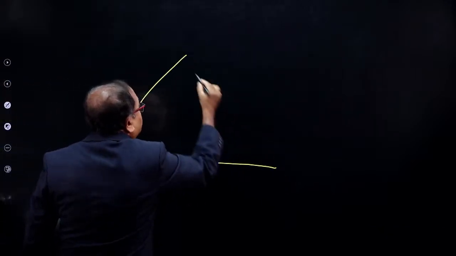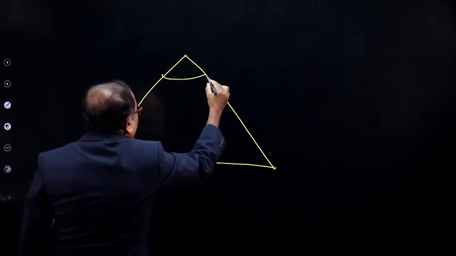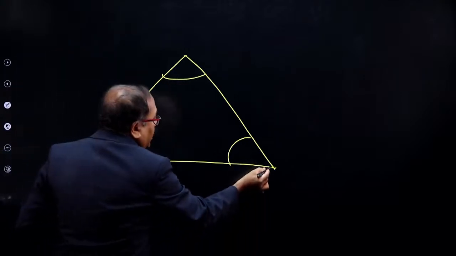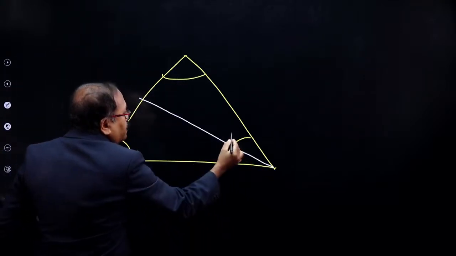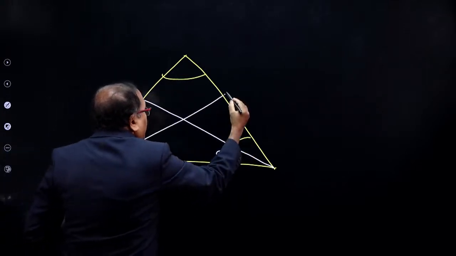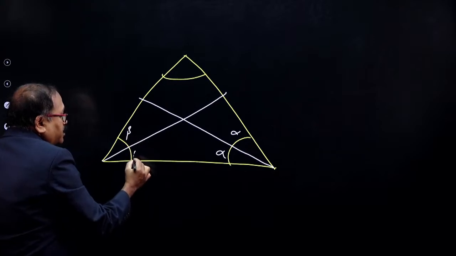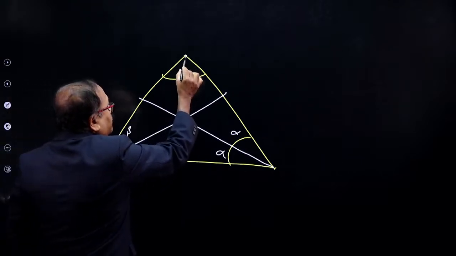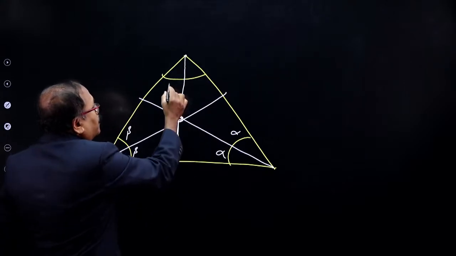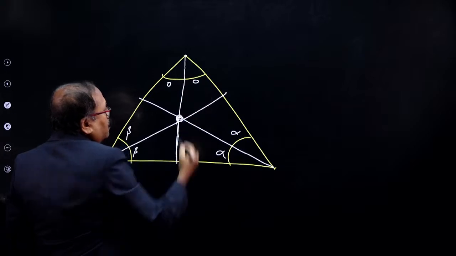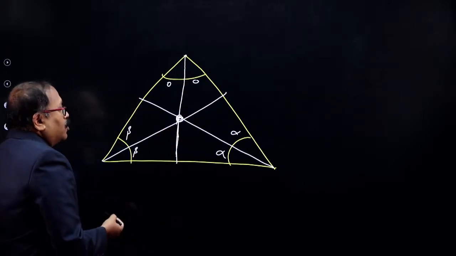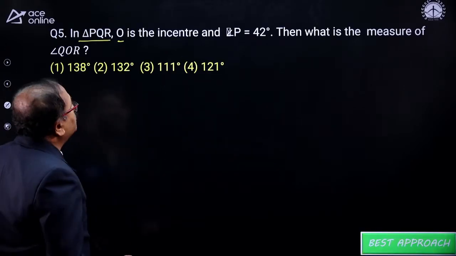If this is a triangle and there is an angle over here, an angle over here, and an angle over here, and if you take the angular bisector, so if this is alpha, this is also alpha, the angle divided in two equal parts. If this is beta, the angle bisector divides this angle into two equal parts. They meet at one particular point. So if this is O, this is what is called the incenter. Okay, now let's move on to the question.